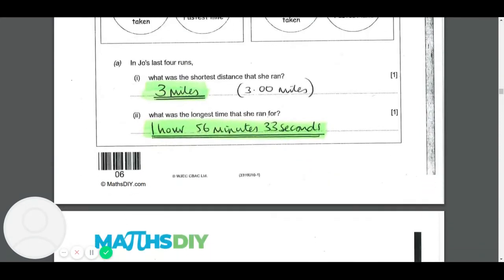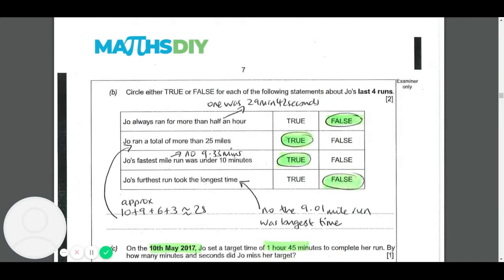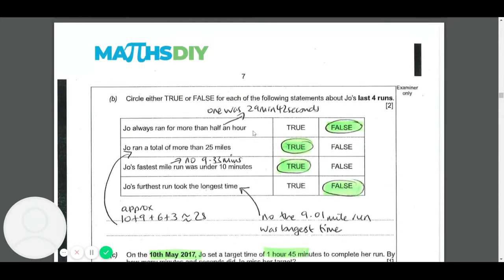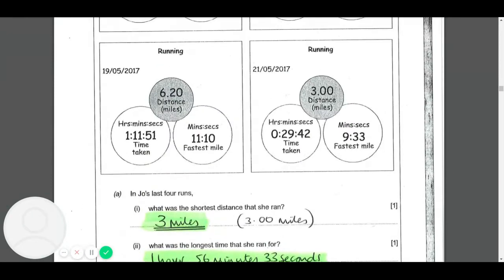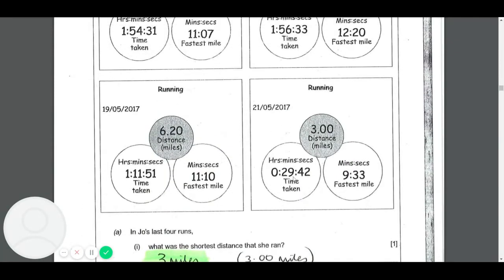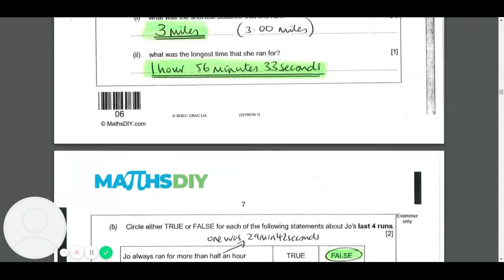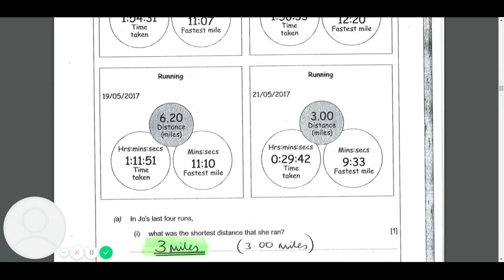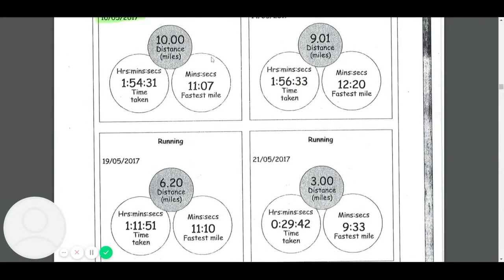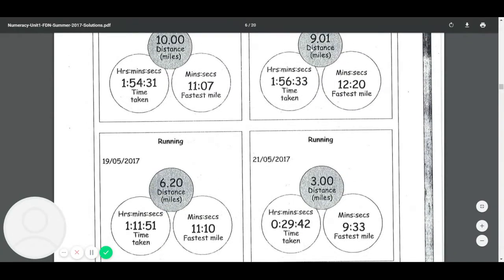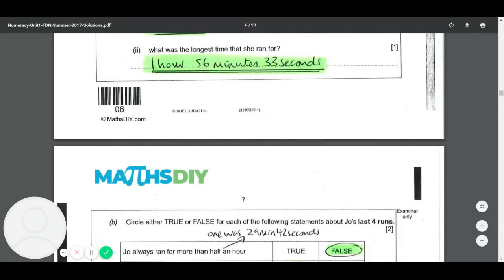Just being able to read simple charts. Circle true or false about this statement. She always ran for more than half an hour. So let's have a look back at that. 29 minutes here, so no, that's false. She ran for a total of more than 25 miles. So if you take the different distances, you've got 10, 19. Oh, this is already over 25 here, so that's going to be true.